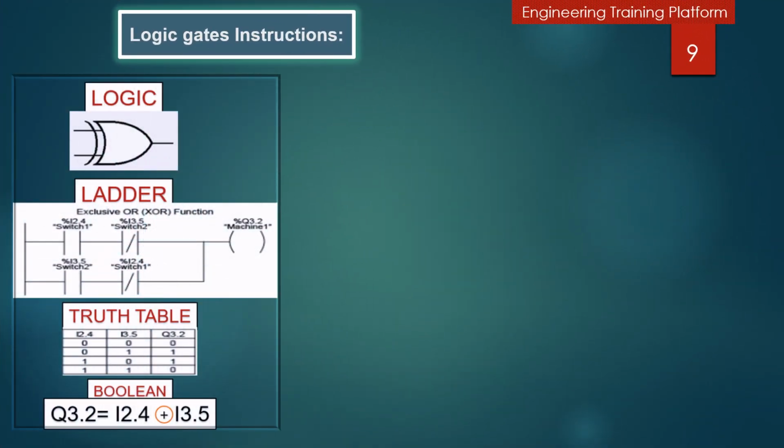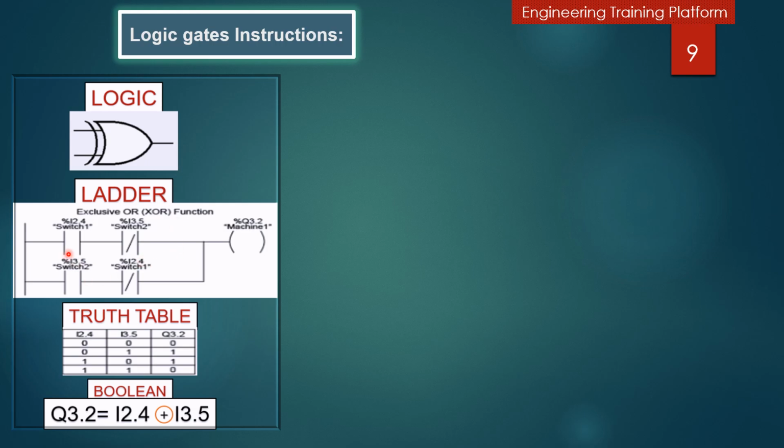Now we will discuss the exclusive OR function. These are the symbols for the exclusive OR function. This function actually depends on odd numbers. When input 1 is 1 or input 2 is 0, the output will be operated. It means the output will be 1. When both are 0 or both inputs are 1, then the output will be 0. It will be 1 only when an odd number of inputs is 1. Then for odd numbers the output will be operated.